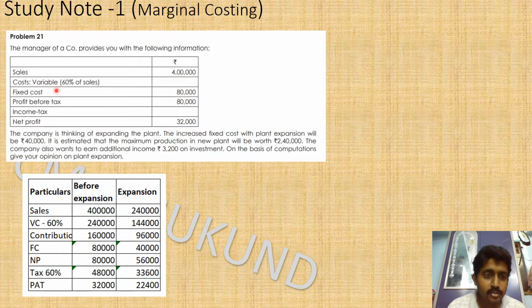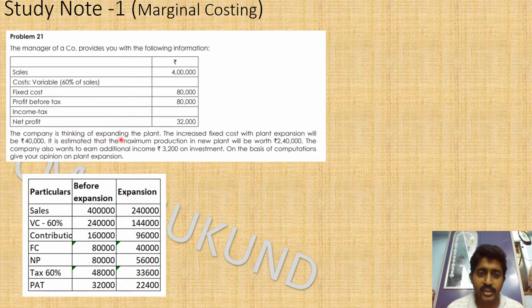Next, fixed cost is given as 80,000. Profit before tax is given as 80,000. Income tax is deducted from the profit before tax, and after income tax is deducted, it becomes profit after tax or net profit, which comes to 32,000.